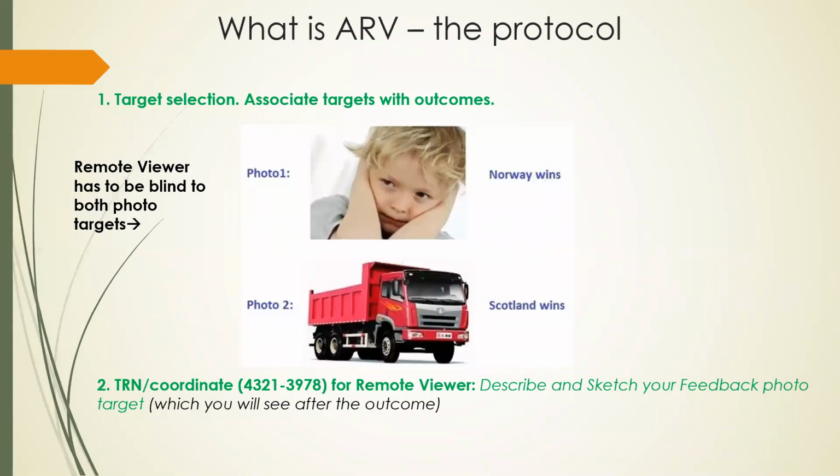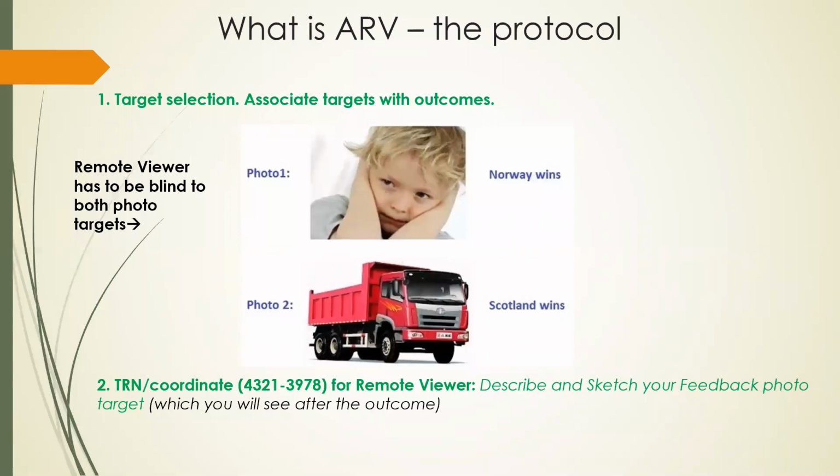So we find 2 images. We have photo 1 and photo 2. Photo 1 is a photo of a child, and we associate this image with the first possible outcome of that soccer game, which is that Norway will win. The second photo is a photo of a truck, and we will associate this photograph with the other possible outcome, which is that Scotland wins.